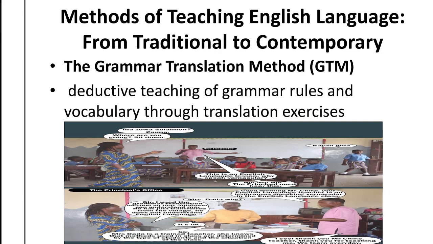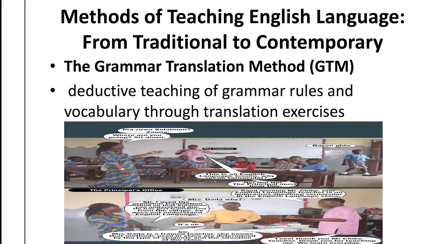For example, when a child is just beginning to learn English language, you don't expect expertise immediately. It will take some time. He's coming in, especially in Nigeria, where English language is our second language.